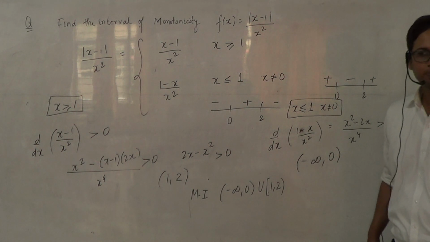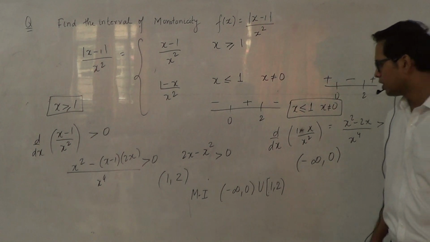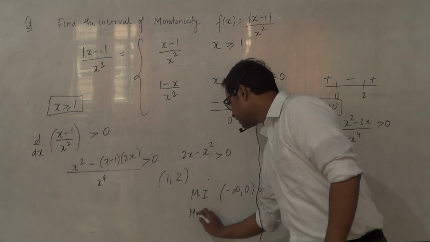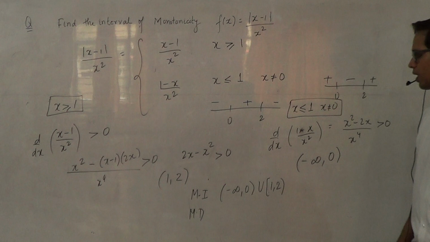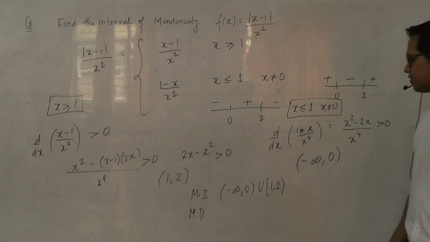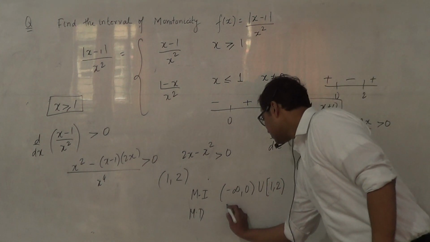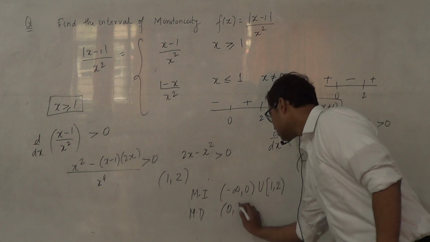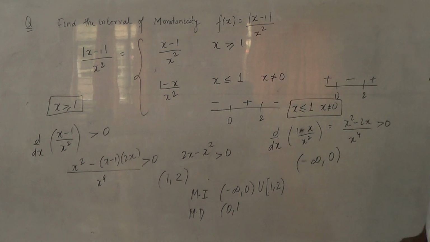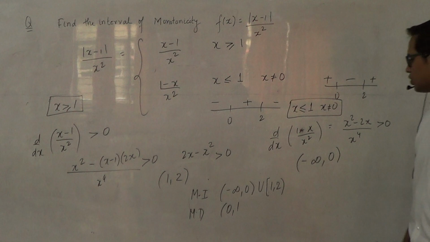You are correct. What is the interval in which the function is monotonically decreasing? What is left? Which interval is left? 0 to 1 is left. 0 to 1 is left. And 2 to infinity.